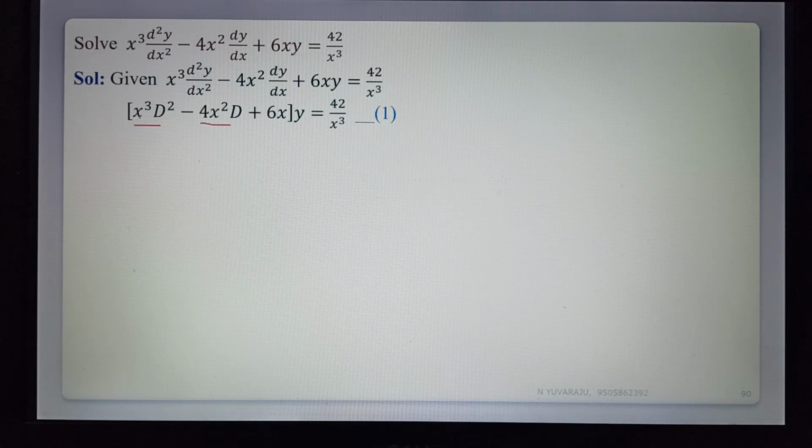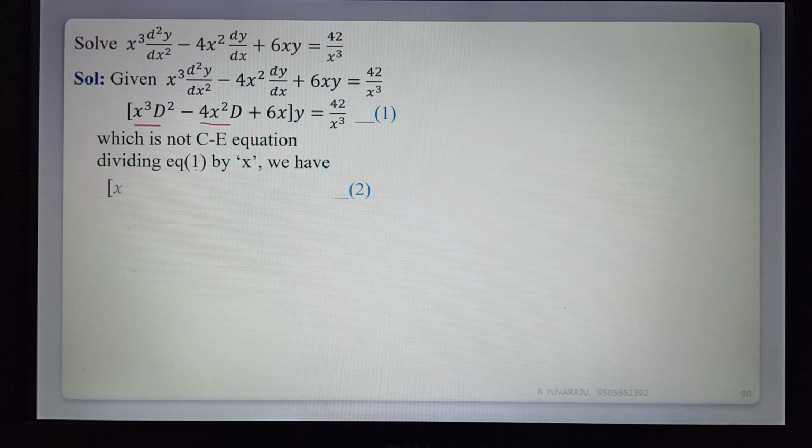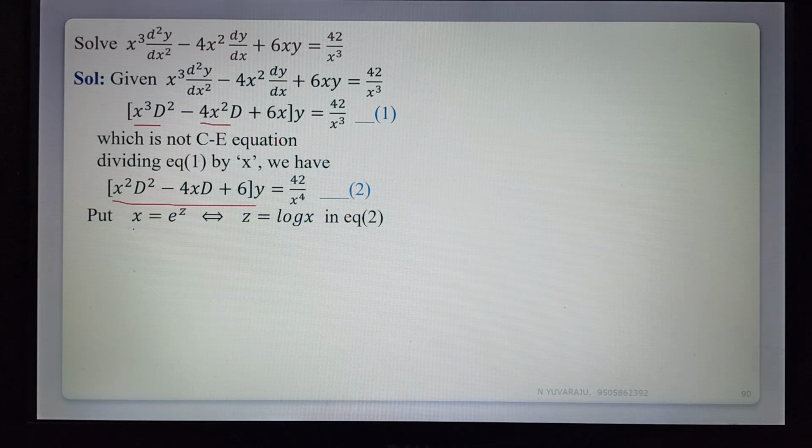Now dividing by x on both sides, that is equal to, dividing by x, equation 1, we are getting (x square D square minus 4xD plus 6) into y is equal to 42 by x power 4. This is now a Cauchy-Euler equation.